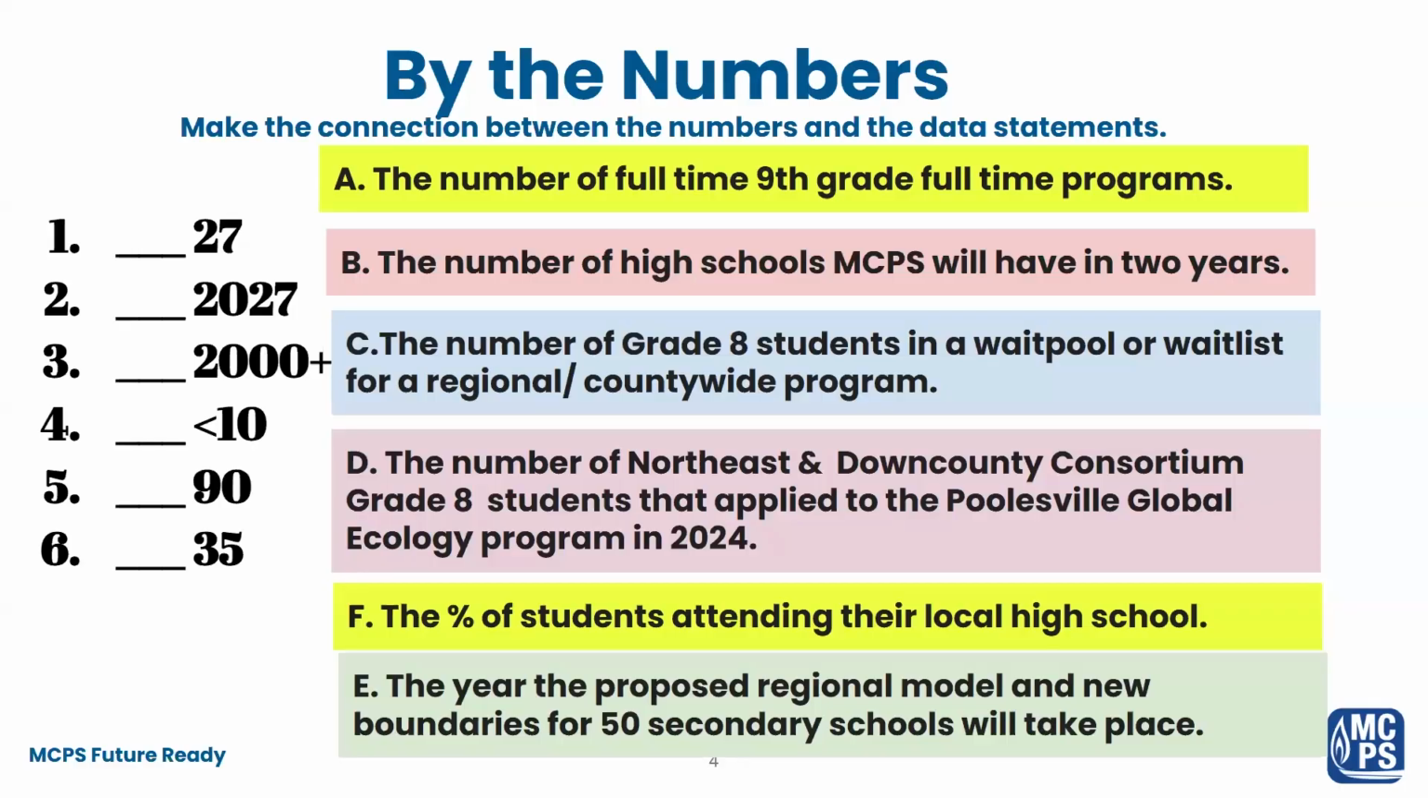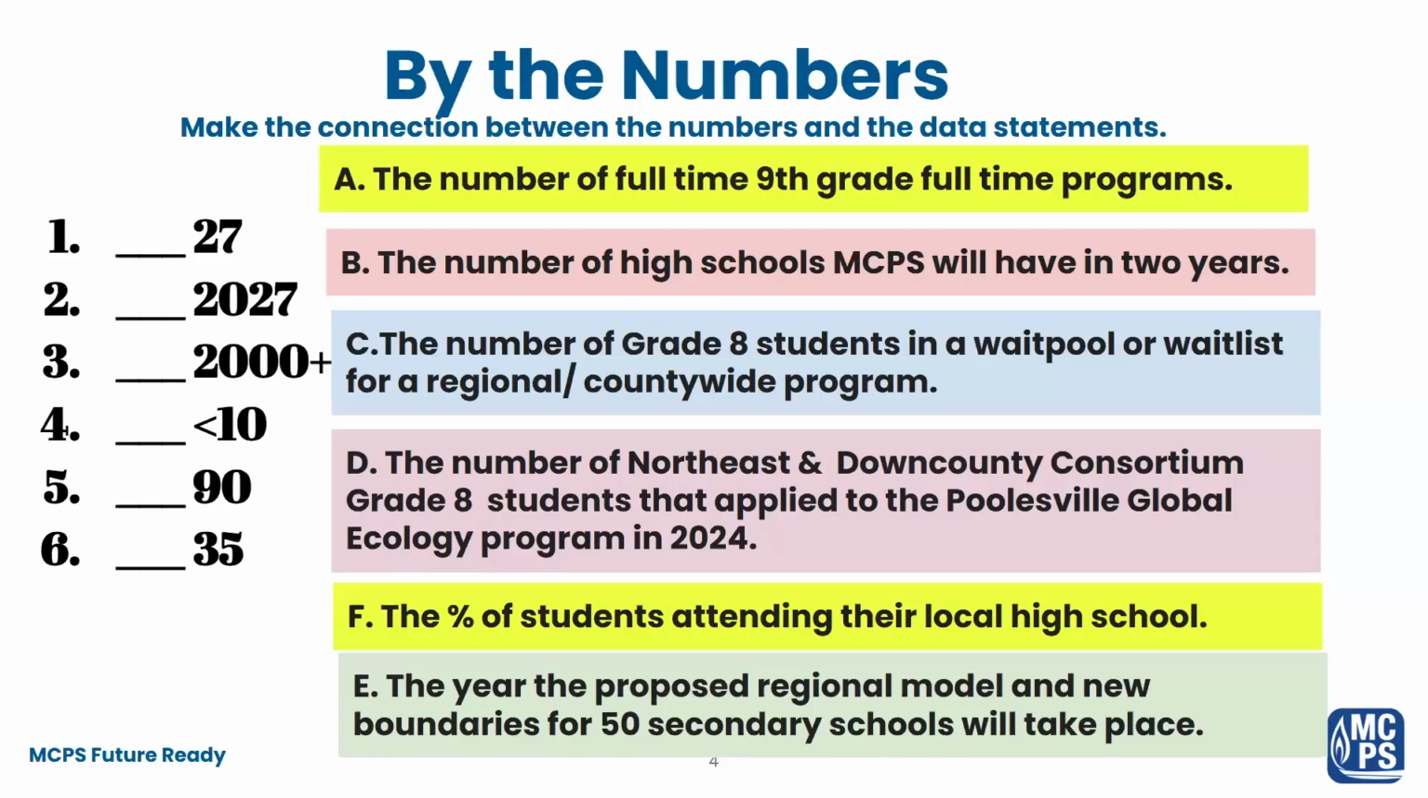Number 1 is 27. Number 2 is 2027. Number 3 is 2000 plus. Number 4 is less than 10. Number 5 is 90. And number 6 is 35.